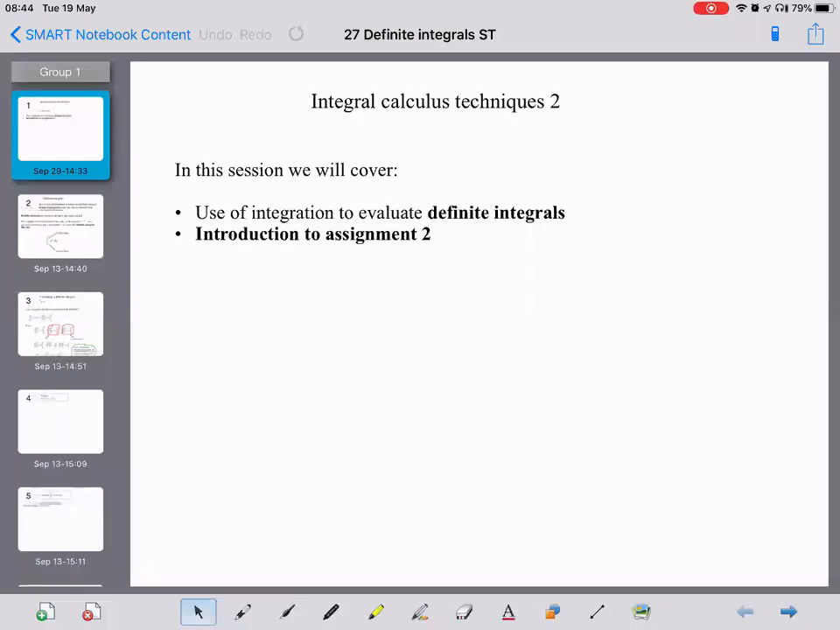Okay then, so last time we took our first look at integral calculus, and now we're going to extend that a little bit by looking at how we can evaluate and actually use integral calculus to evaluate what's called definite integrals. And the introduction to assignment 2 has already been carried out.